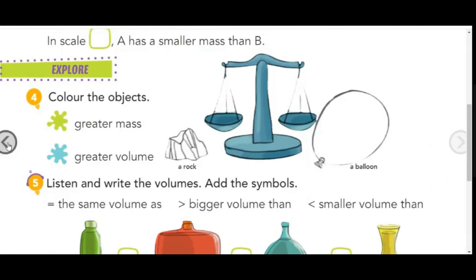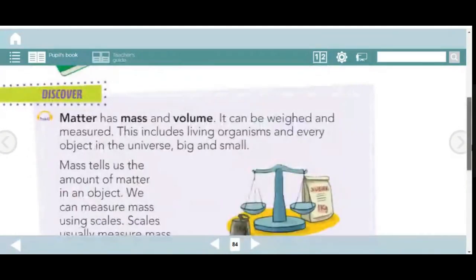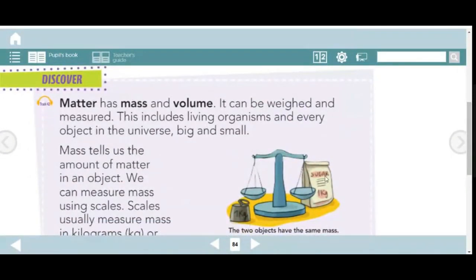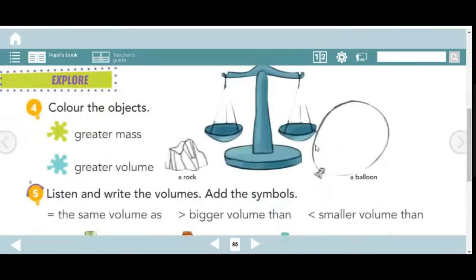Remember that the mass, here you can read it again, tells us the amount of matter in an object. It can have bigger mass or smaller mass. Think a little bit. And the volume tells us how much space an object occupies. So think carefully. Here we can find a rock. If you think that the rock has got greater mass, green. If you think that the rock has got greater volume, blue. And the same with the balloon.